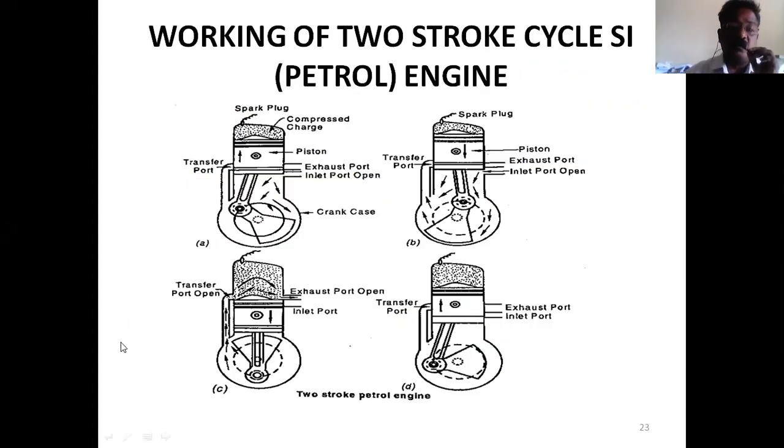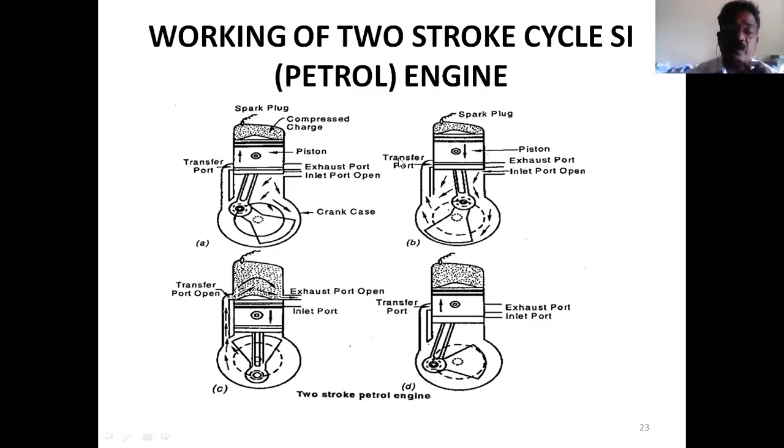So you can see this is the cylinder and the spark plug. This is the transfer port, and this is the inlet port and the exhaust port, where the piston moves upward and downward inside the engine cylinder. During the suction stroke, the piston moves upward. As it is an SI engine, the air-fuel mixture enters through the inlet port.